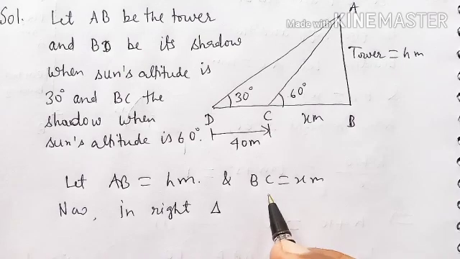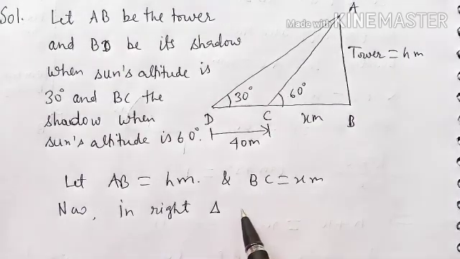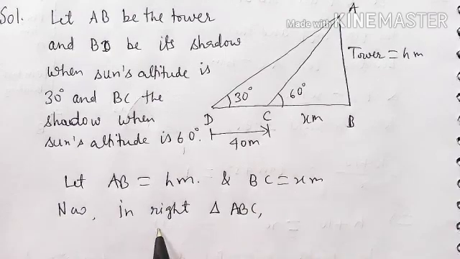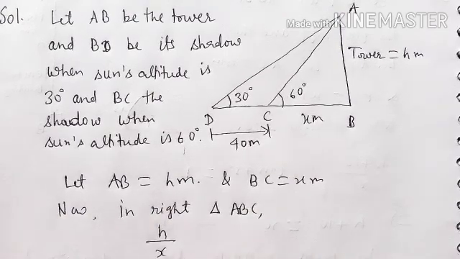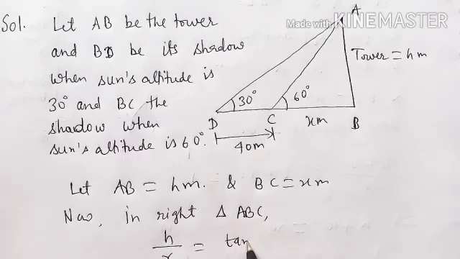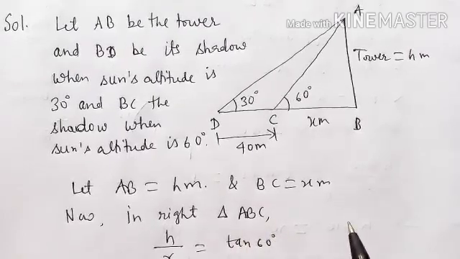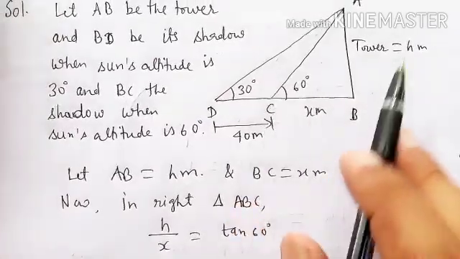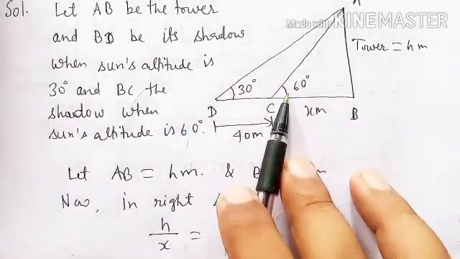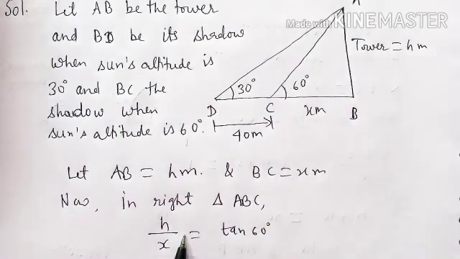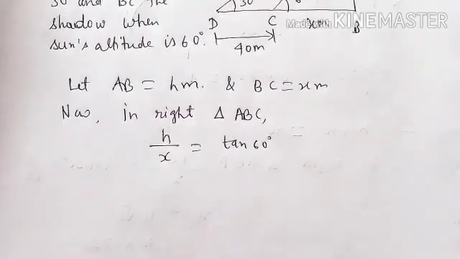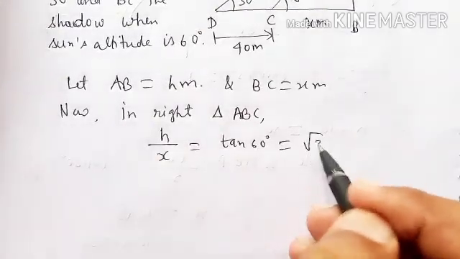So now in right triangle ABC, h by x is equal to tan 60 degree. Here h and x are perpendicular and base. This is the angle theta, so we have to take tan theta. From here tan 60 is root 3.